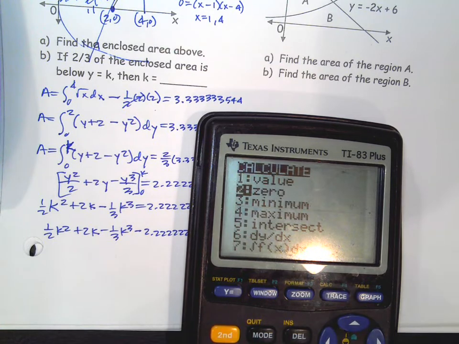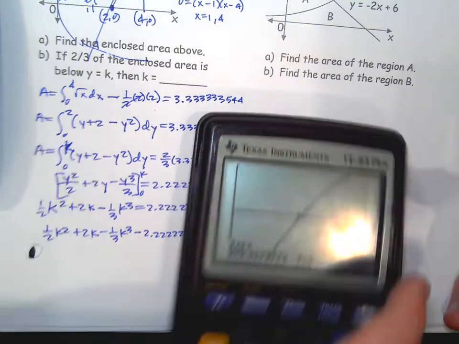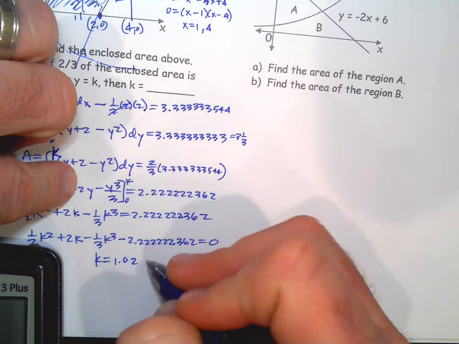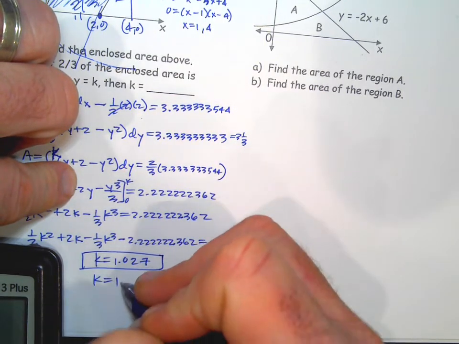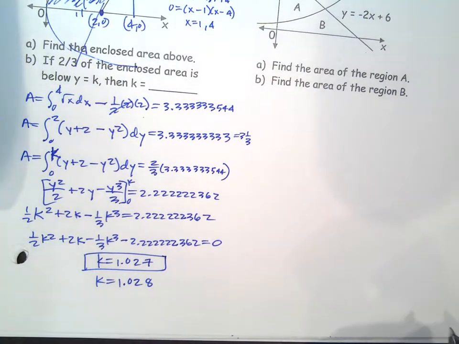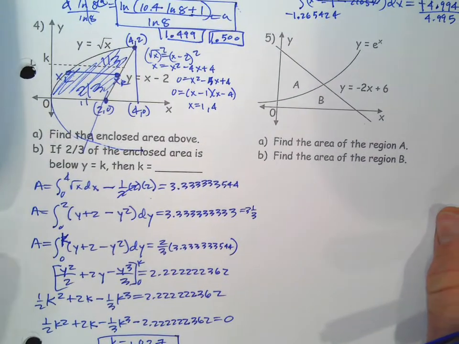Okay, I'm going to say 0.5 to 1.5, guess 1. And that's the answer. K equals 1.027, 3 decimal accuracy, or K equals 1.028 if you want to round it instead of truncate. So that involved a bunch of different good skills on your graphing calculator.